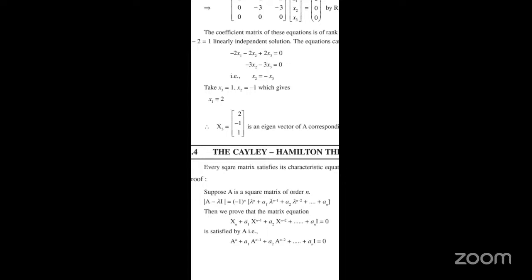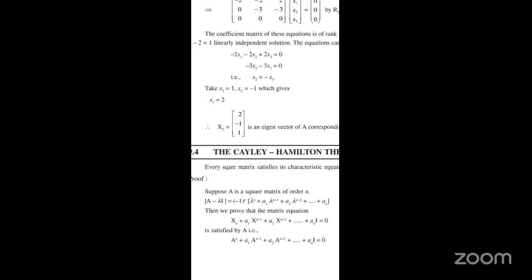minus lambda I equal to 0. According to the characteristic equation, the characteristic polynomial must be equated to 0. That is called the characteristic equation, and it must be satisfied by the given matrix. Either a third degree polynomial or a second degree polynomial, whatever it is. So that polynomial must be satisfied by the given matrix.